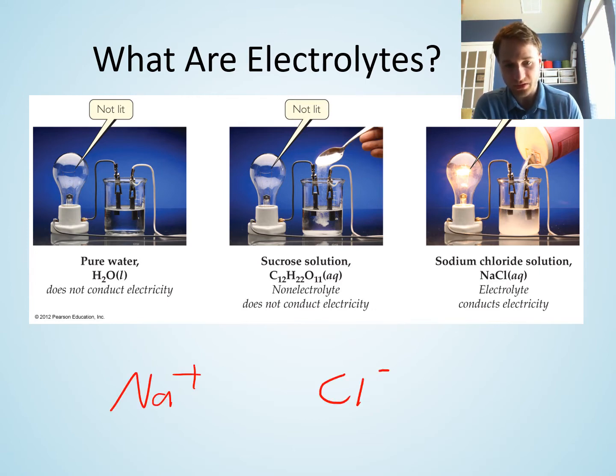Sodium chloride breaks apart in solution and creates sodium ions and chloride ions, and those sodium and chloride ions that are free to move about in solution are what allow that solution to conduct electricity. Without these ions, the solution would not conduct electricity. And so sodium chloride salt is an electrolyte. Basically, any ionic compound will be an electrolyte in solution.